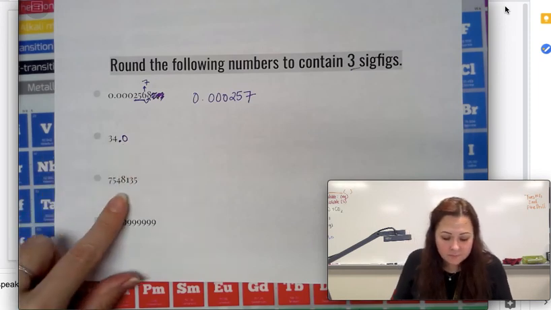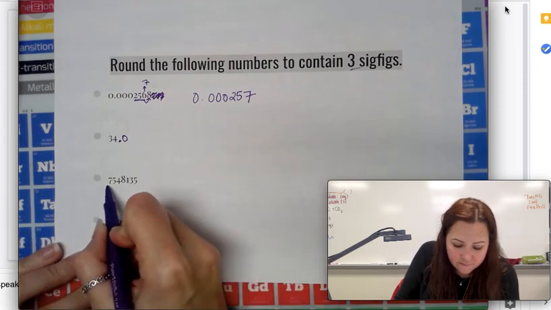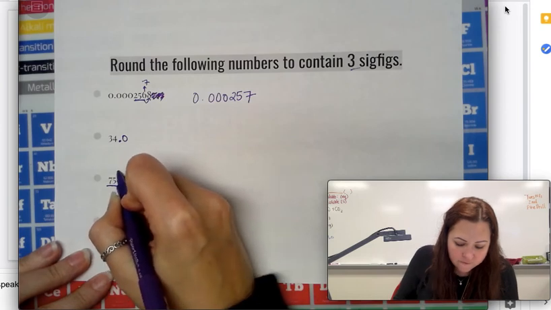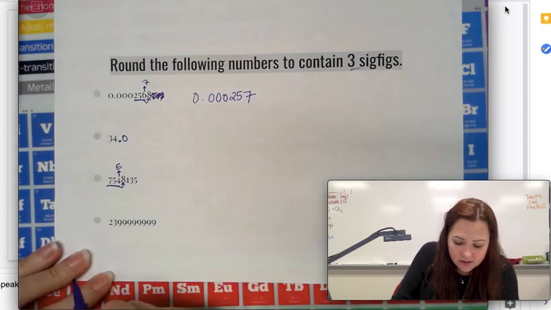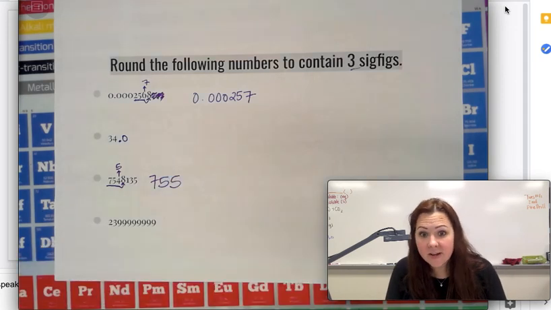Now this one, again, we read from left to right. As we read, I have 7, 5, 4. The 8 next door makes that 4 go up to a 5. So I have 7, 5, 5. And some people stop there and turn in that for an answer.